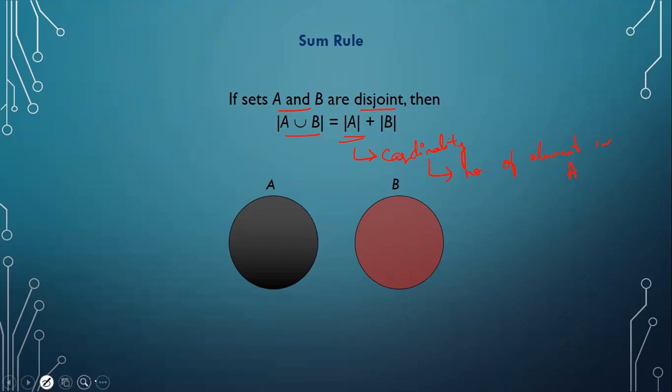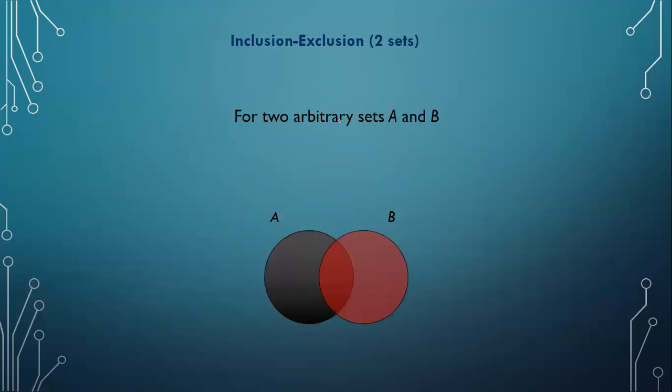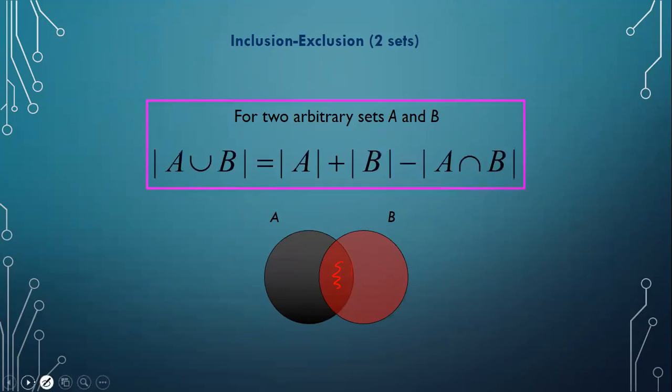Now what if there is an intersection between A and B? That is, these two sets A and B are intersecting in such a way that there are some common elements. What will happen in that case? For two arbitrary sets A and B that are not disjoint, the portion shown here as overlapping is the intersection part. That is, there are some elements which are common to both A and B. What will be the scenario in that case?